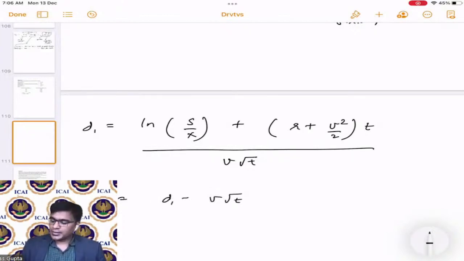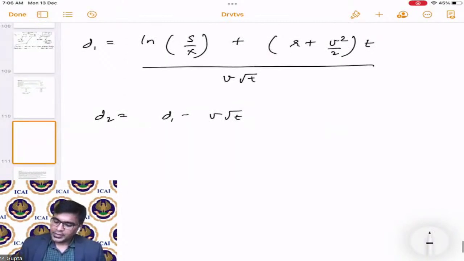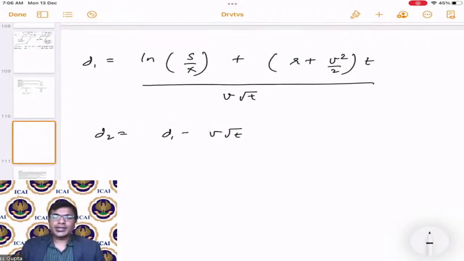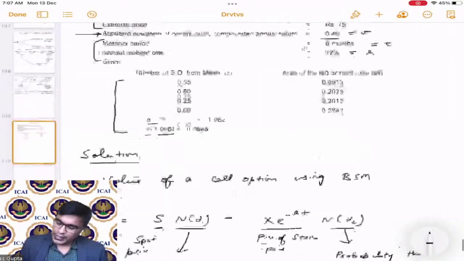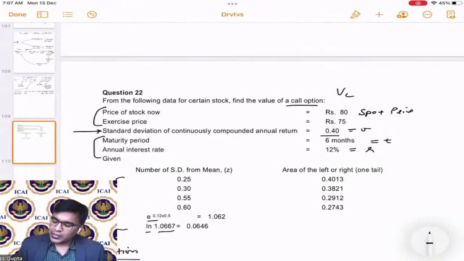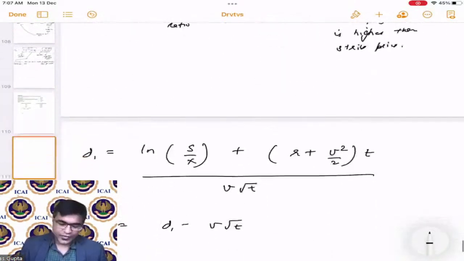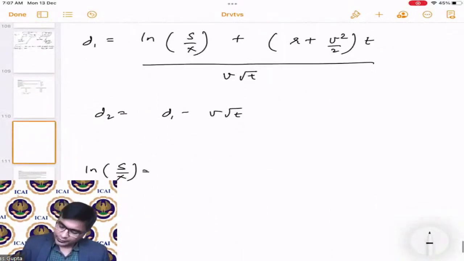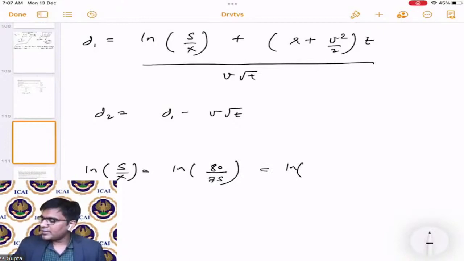Now let us put the details in the formula. So first of all, we have to calculate D1. For calculating D1, we need to calculate the natural log of S by X. So the natural log of S by X is equal to the natural log of, what is the spot price? 80. What is the strike price? 75. So that means natural log of 80 by 75, which is equal to natural log of, if we do 80 divided by 75, we get 1.06667.